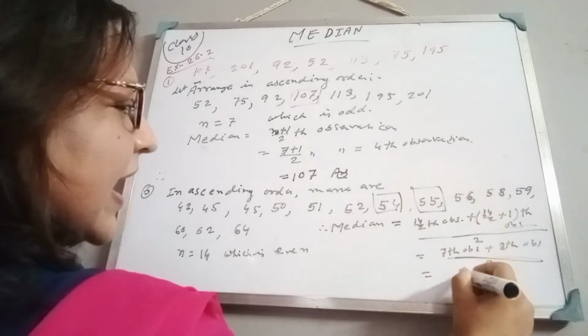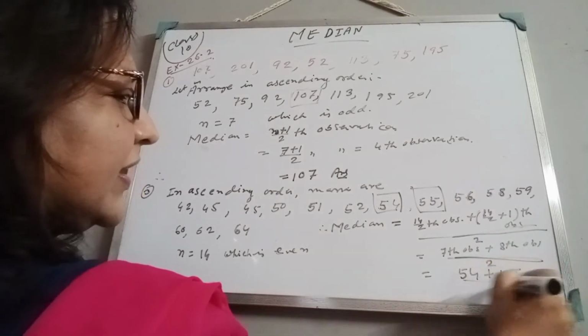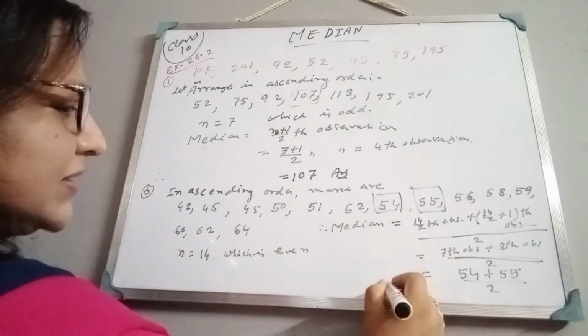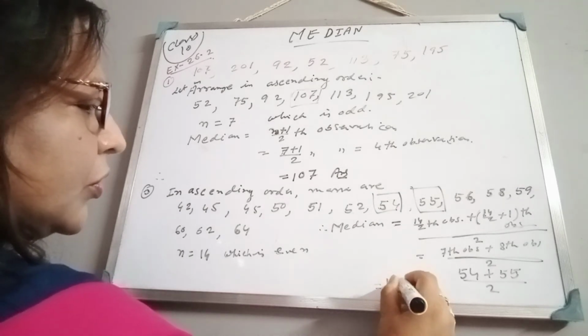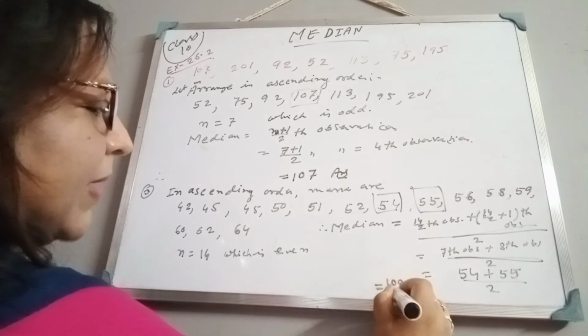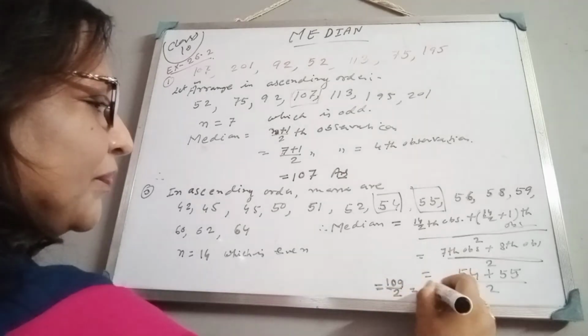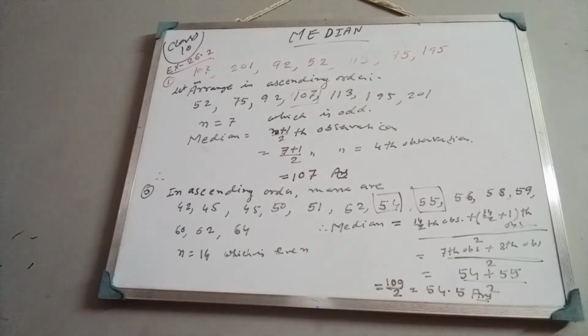So let us add 54 plus 55, whole divided by 2. 54 plus 55 is 109, by 2, which is equal to 54.5, which is the answer. I think now it's clear to you.